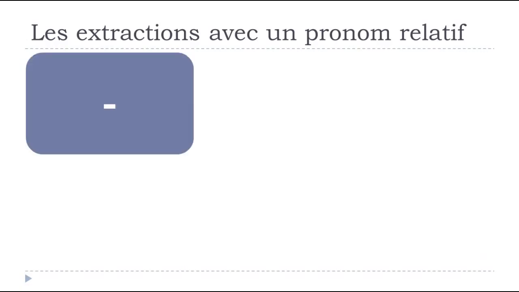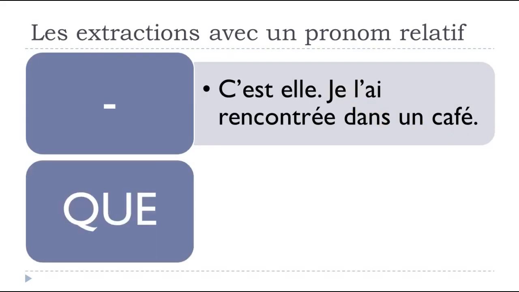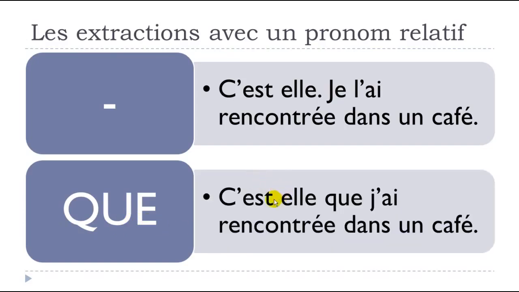Let's see now another example. C'est elle, so it's her. Je l'ai rencontrée dans un café. So I met her in a café. And you can see that in that case, in the second sentence, it's not the subject. It's complément d'objet direct. So this is the reason why we will use que. Let's see what result we will have.